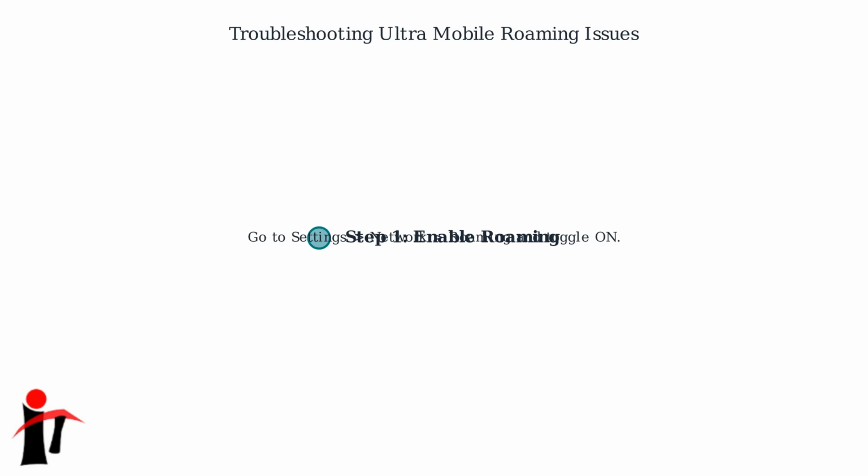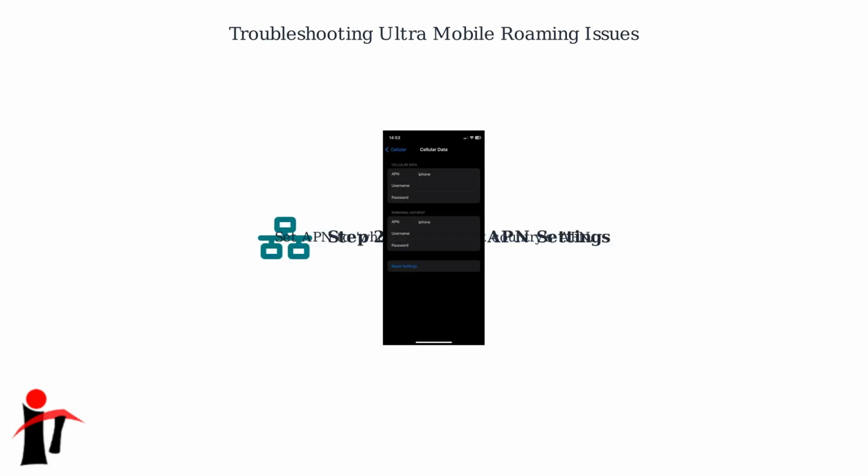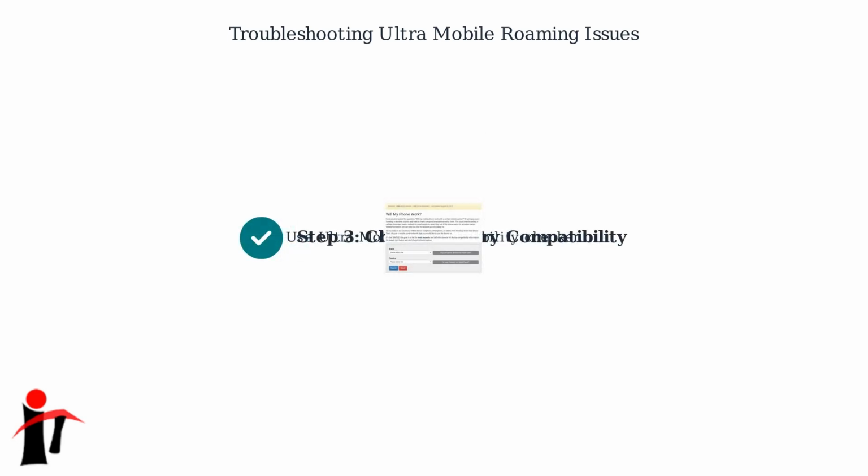Step 1. Enable roaming. Go to Settings, Network Roaming, and toggle on. Step 2. Configure APN settings. Set APN to wholesale or the host country's APN. Step 3. Check country compatibility. Use Ultramobile's compatibility checker to ensure your device works.